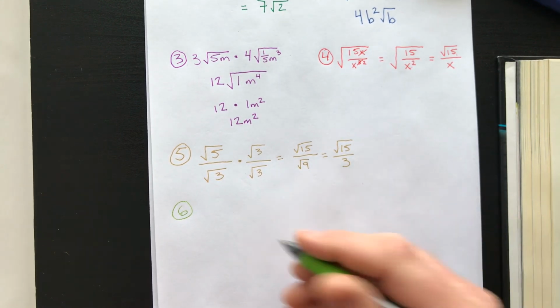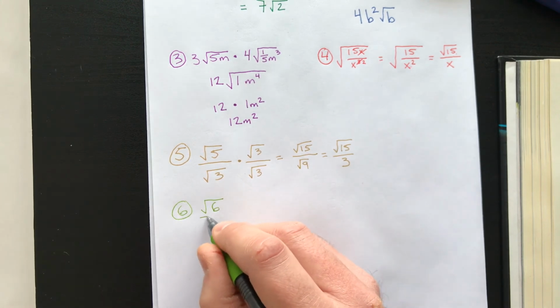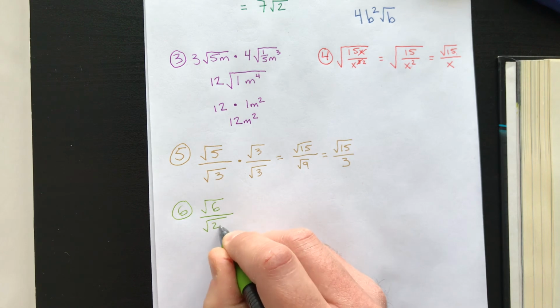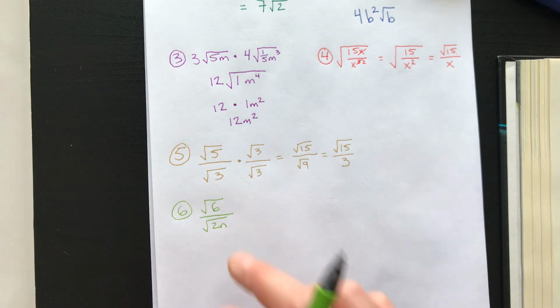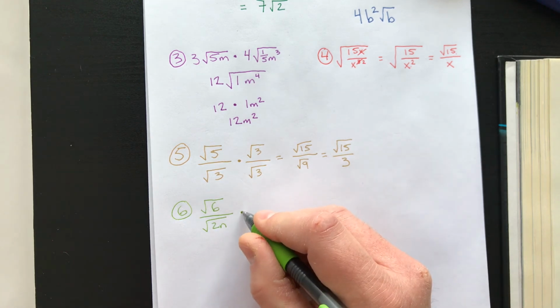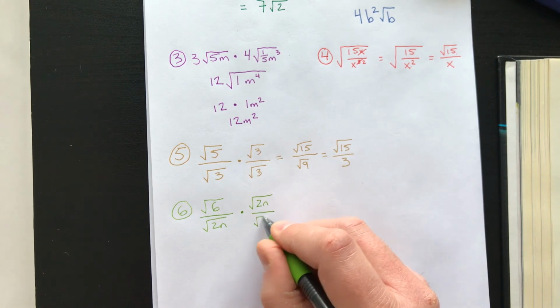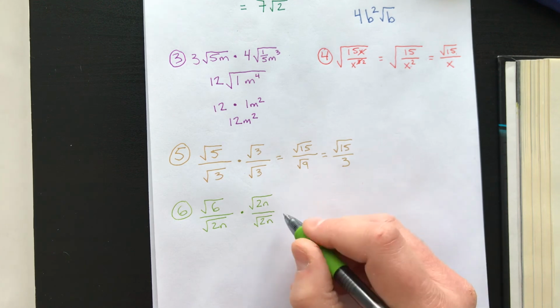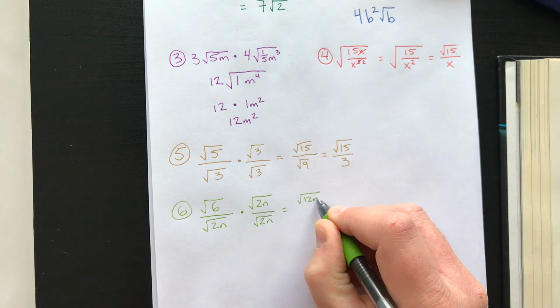number 6, it says the square root of 6 all over the square root of 2n. So once again, you can't have the radical in the denominator. So we have to take care of that. Once again, I'm going to multiply by the square root of 2n all over the square root of 2n. So if I do that, I get 6 times 2n, which is the square root of 12n.